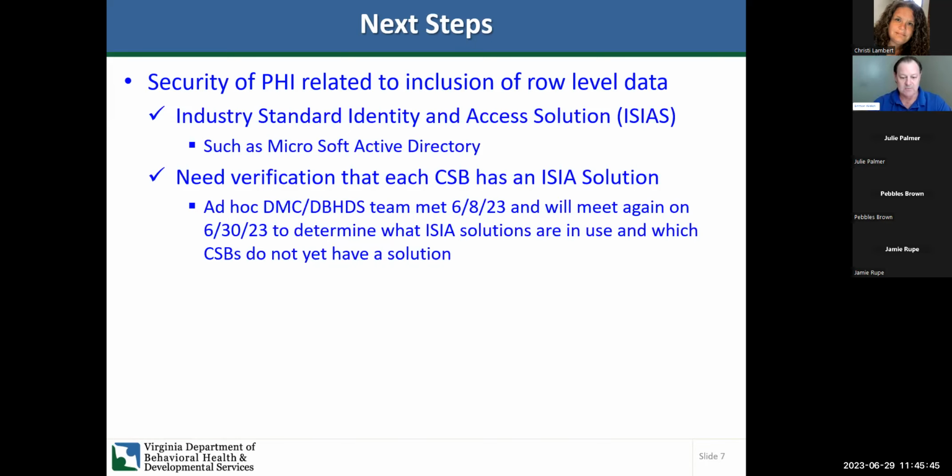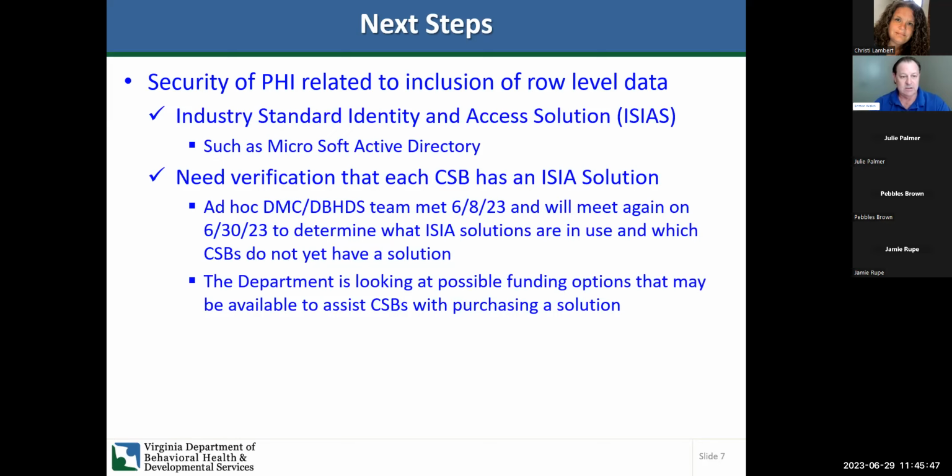And as a part of that, the department is also looking at some possible funding options that could help defray the cost of having that solution, perhaps even purchasing the whole solution for a CSB. So that's some stuff that's also going on in the works. But we've really got to have that solution in place before we can release all the row level data systems. You've got to have that security locked down.